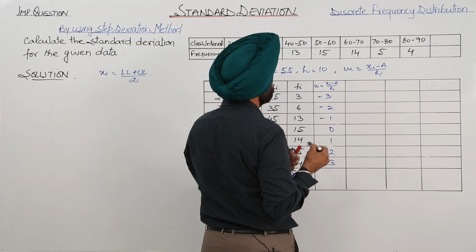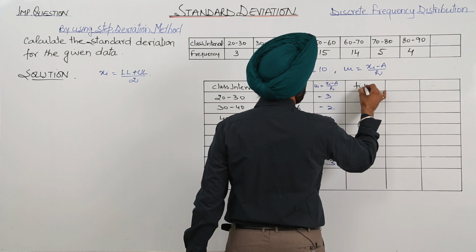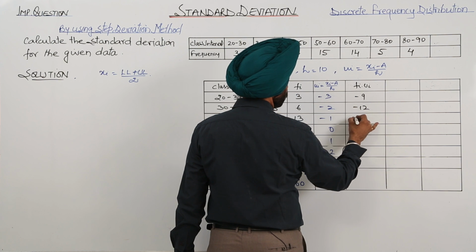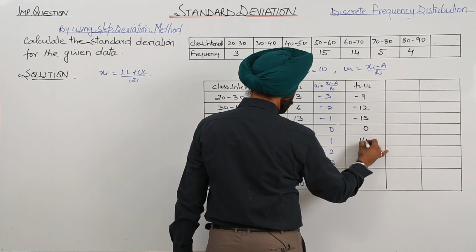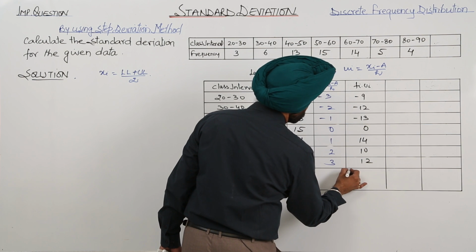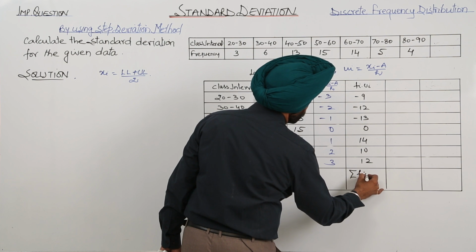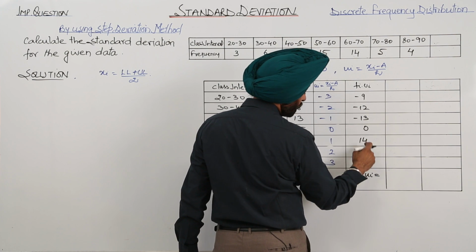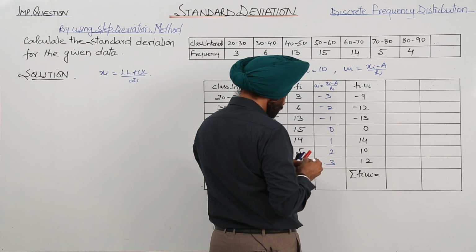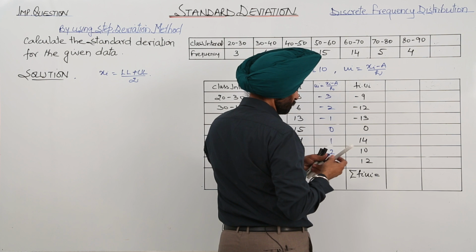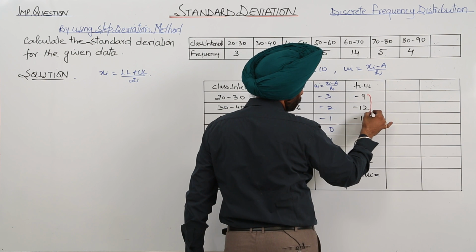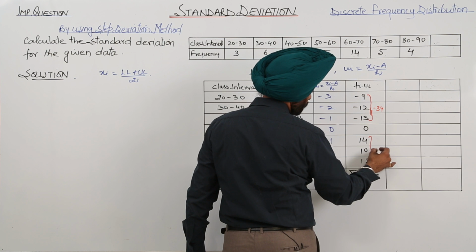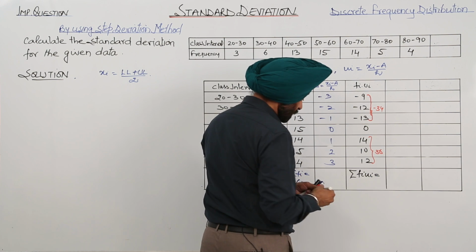Then we are having Fi with ui. 3 with minus 3 gives negative 9, negative 12, negative 13, 0, 14, 10 and 12. Summation of Fi ui: these three are negative, so negative 34, and positive 36. You can just write it. Negative 34 and 36, so Fi ui is 2.